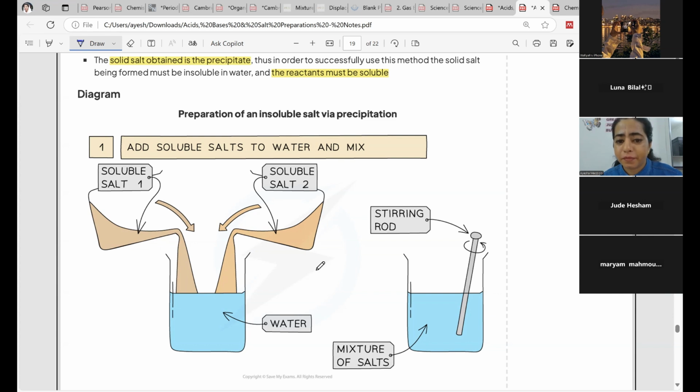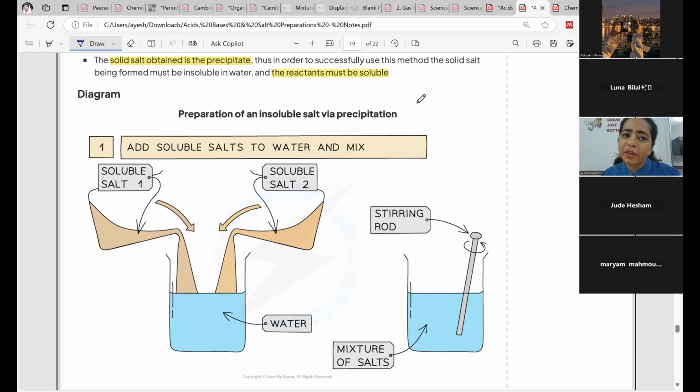Miss, what if in the question they didn't say that they want any specific method? No, no, no. In your syllabus, you just have the precipitation method for the insoluble salt. So you have to just mention precipitation method, nothing else, for the insoluble salt. Okay, Miss. So that is the reason we cannot use anything else. We have to just use two soluble salts to make one soluble, one insoluble salt. No side product with it.